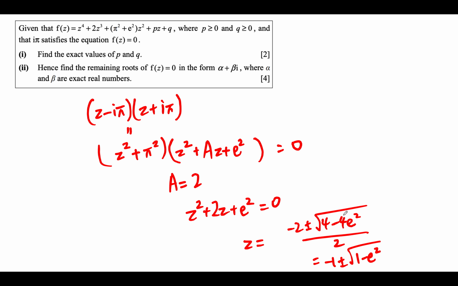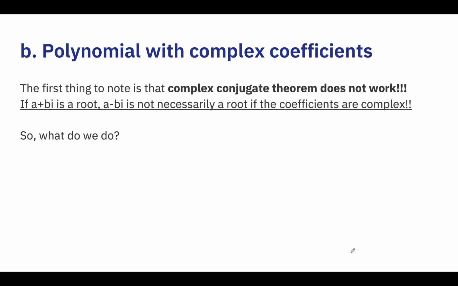So we have two roots, minus 1 plus square root of 1 minus e squared, and minus 1 minus square root of 1 minus e squared. Right, so we've completed this question. And next we're going to look at polynomials with complex coefficients.